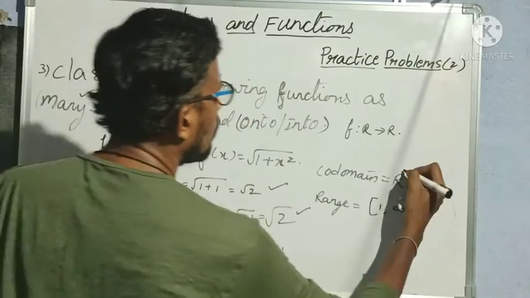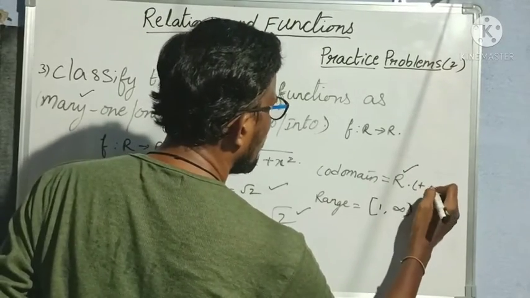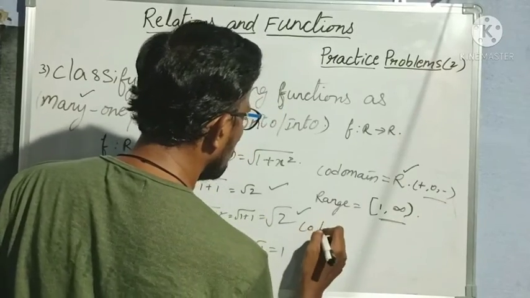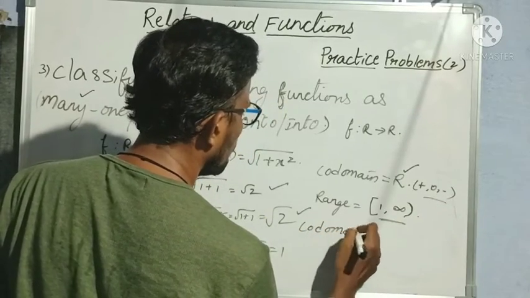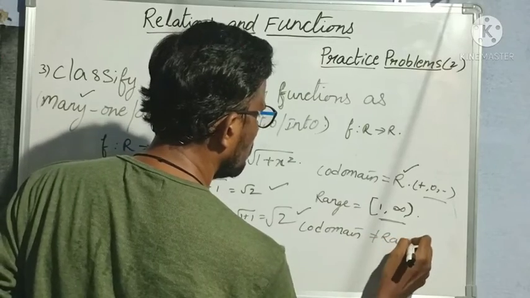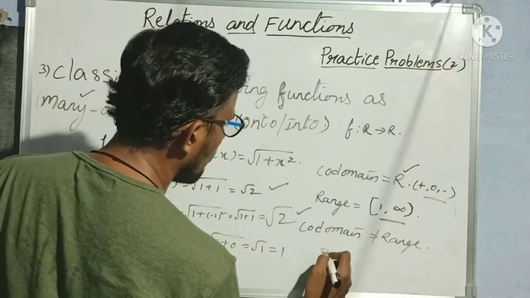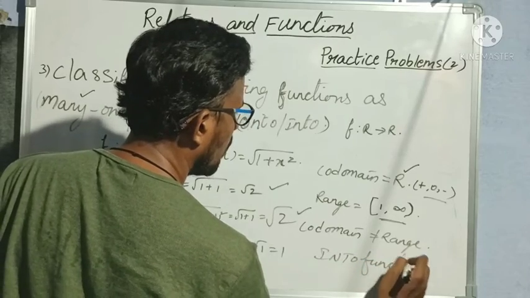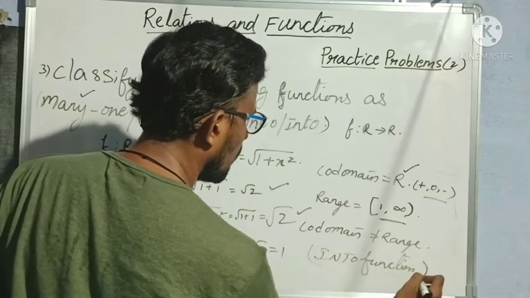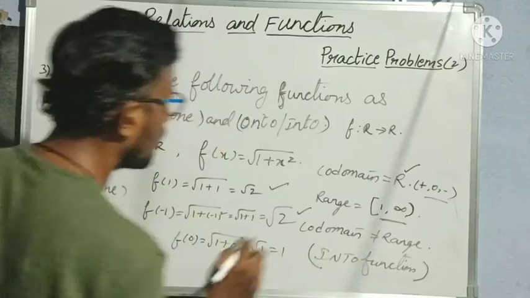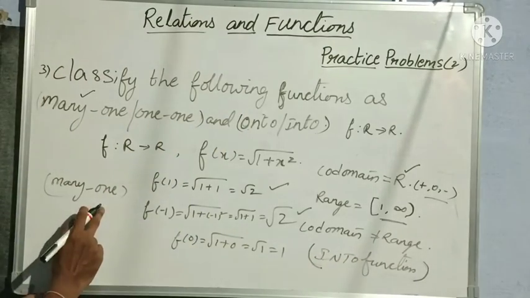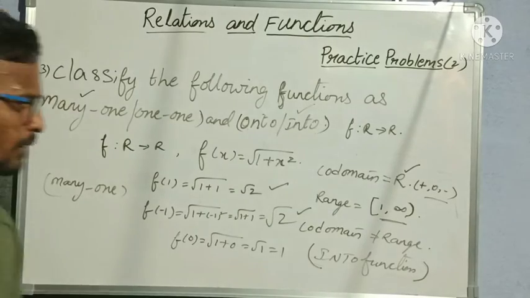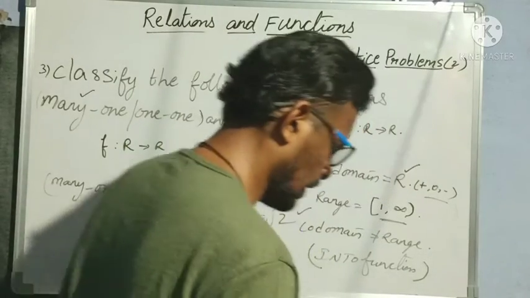But our codomain has positive values, 0 and negative values. Is the codomain equal to the range here? No. So the codomain is not equal to the range. So this function is an into function. Understood everybody? So this is a many one function and an into function. Clear? Next, let us see one more problem.